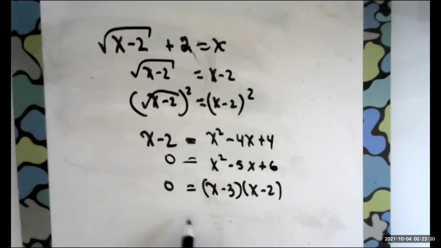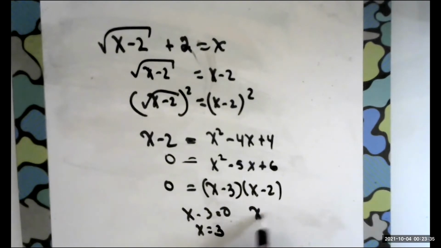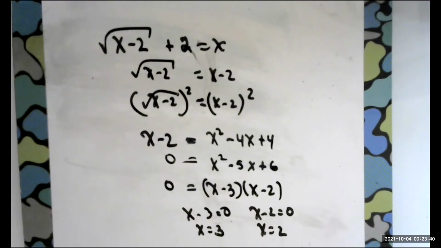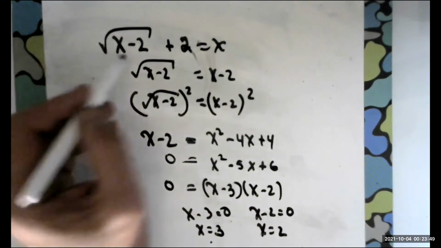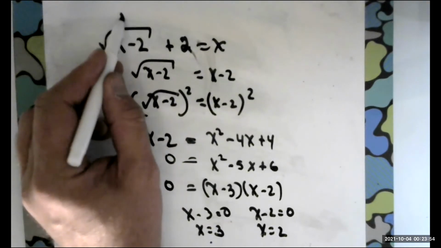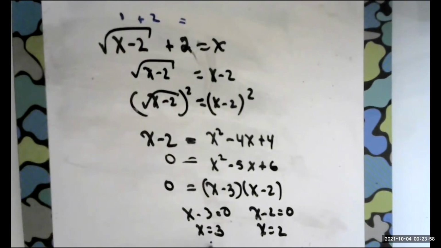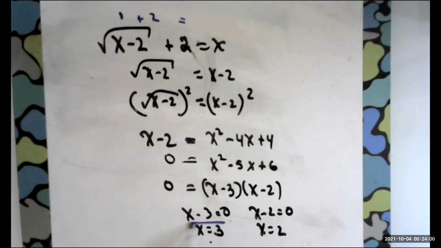Zero product rule. When x minus 3 equals 0, x equals 3. Likewise, when x minus 2 equals 0, x equals 2. So now I have two potential solutions. We should always verify to see if these numbers will work. Let's start with x equals 3. When I have here 3, 3 minus 2 is 1. The square root of 1 will be 1 plus 2. And the number we're testing was 3. Indeed, 1 plus 2 equals 3. So this one satisfies the original equation.